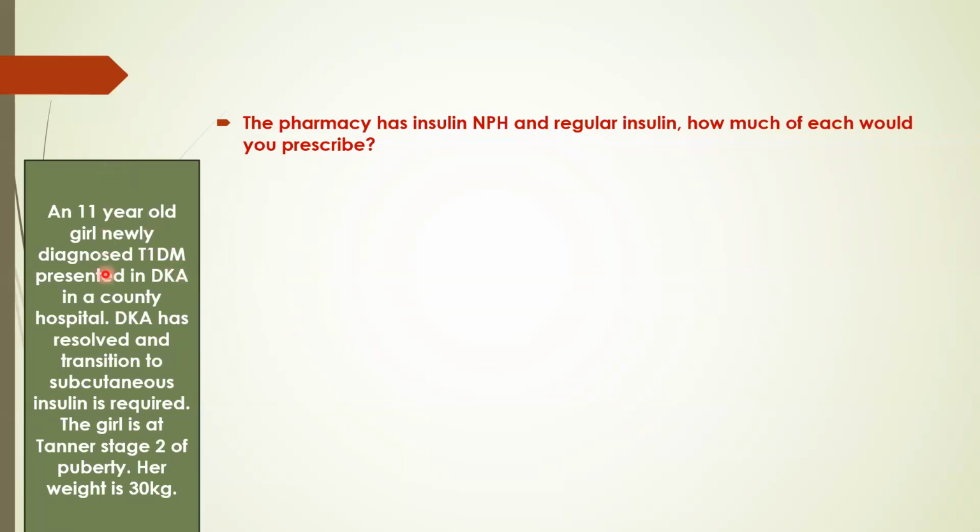On our right is just the same case, a pubertal girl, 30 kilos, 11 years. And so we can continue putting in the chat our responses. So put your answers again on the Q&A. If you remember very well, we said NPH should be 40 to 50% of the total daily dose of insulin. So that's where you start from.